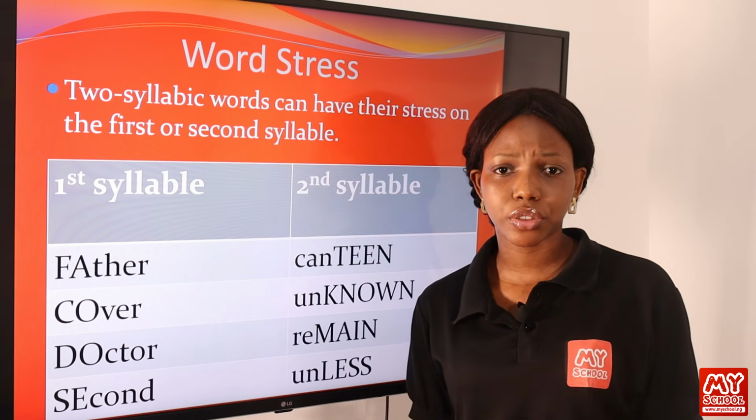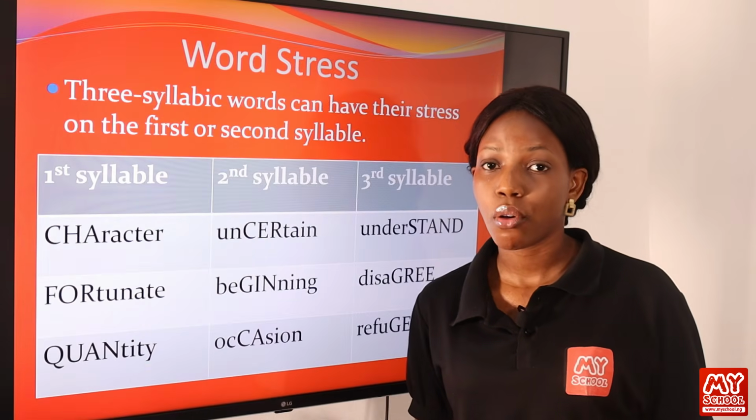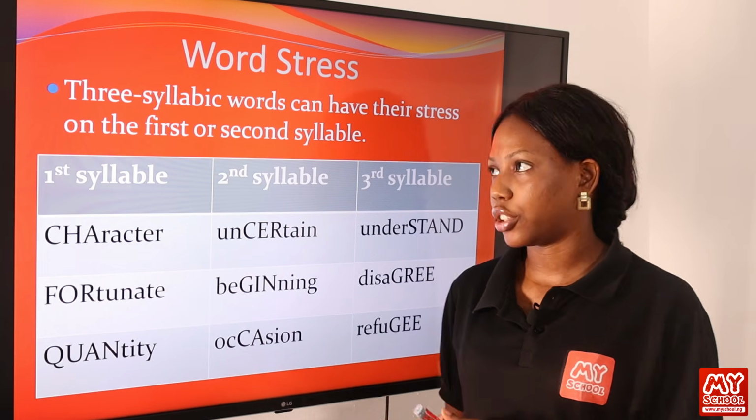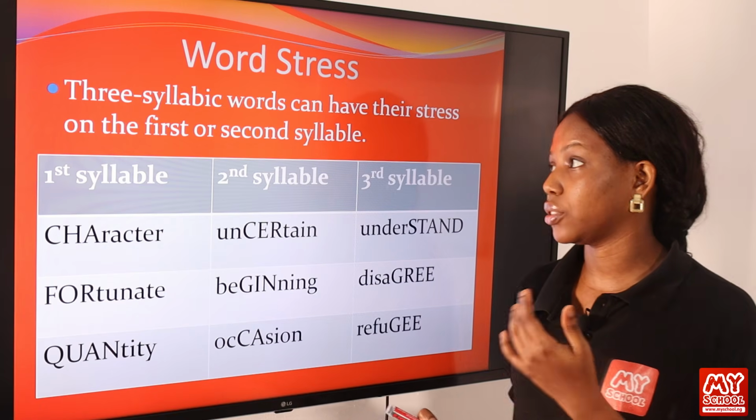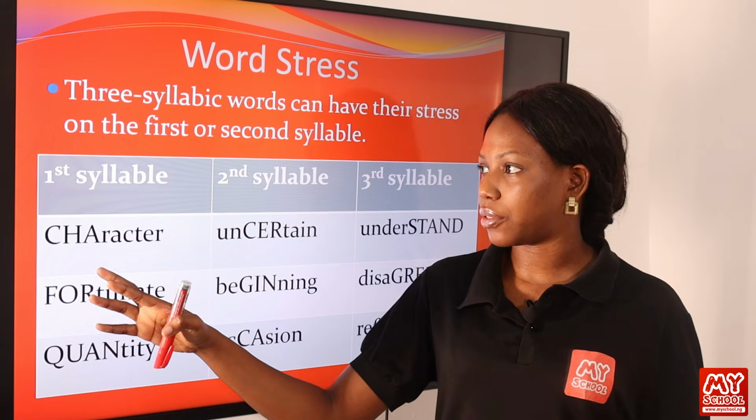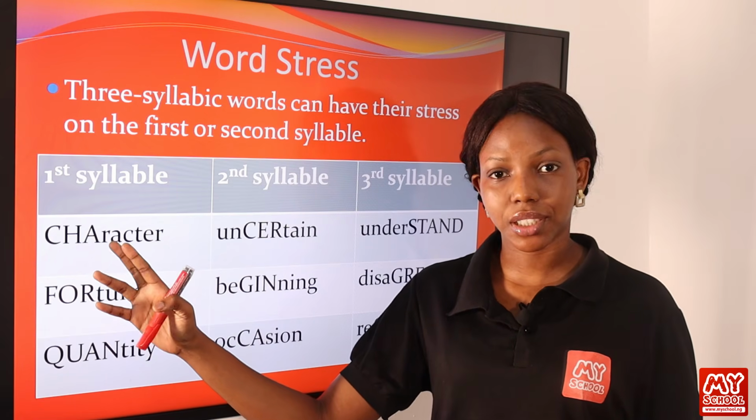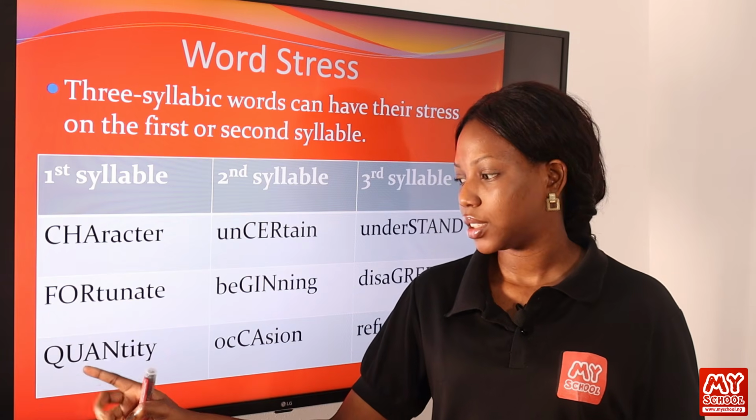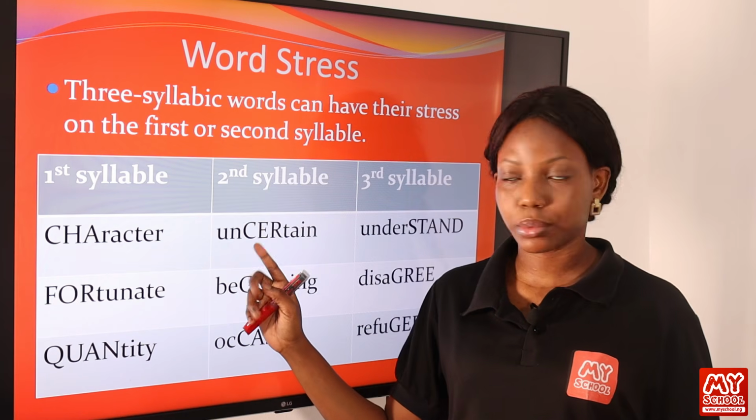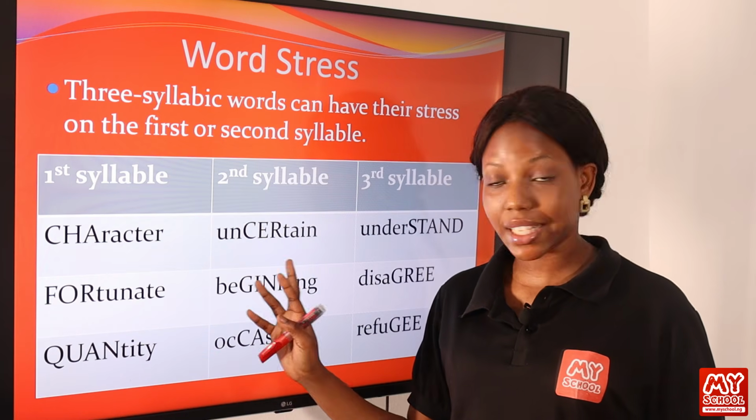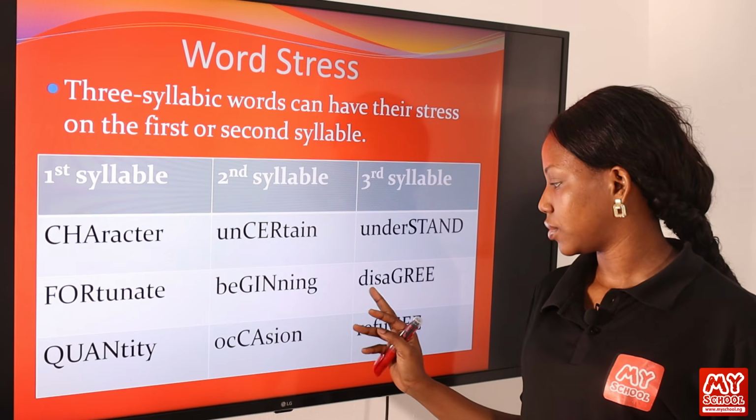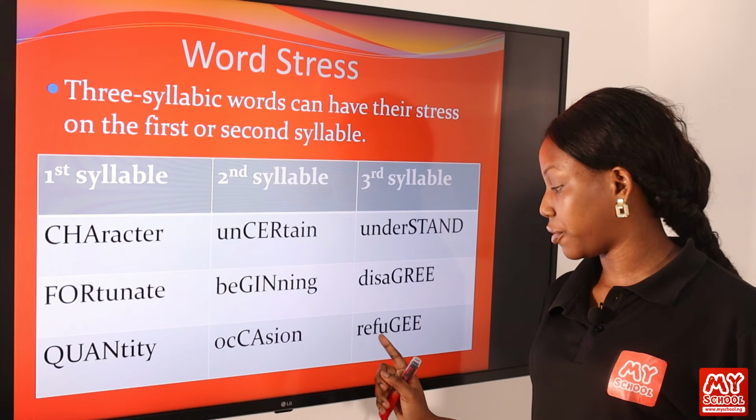Okay, so how do we stress 3-syllabic words? They can be stressed on the first, second, and third, and that is where it gets difficult. Okay, so 3-syllabic words can have their stress on the first or second or third syllable. Okay, so we have the first syllable examples: character, fortunate, quantity, uncertain. Now this is the second syllable: uncertain, beginning, occasion, understand, disagree, refugee.